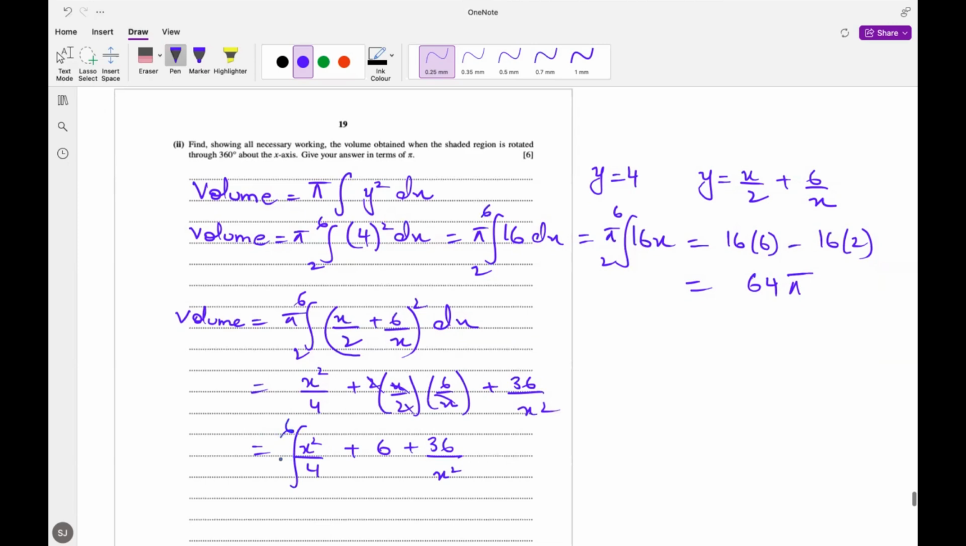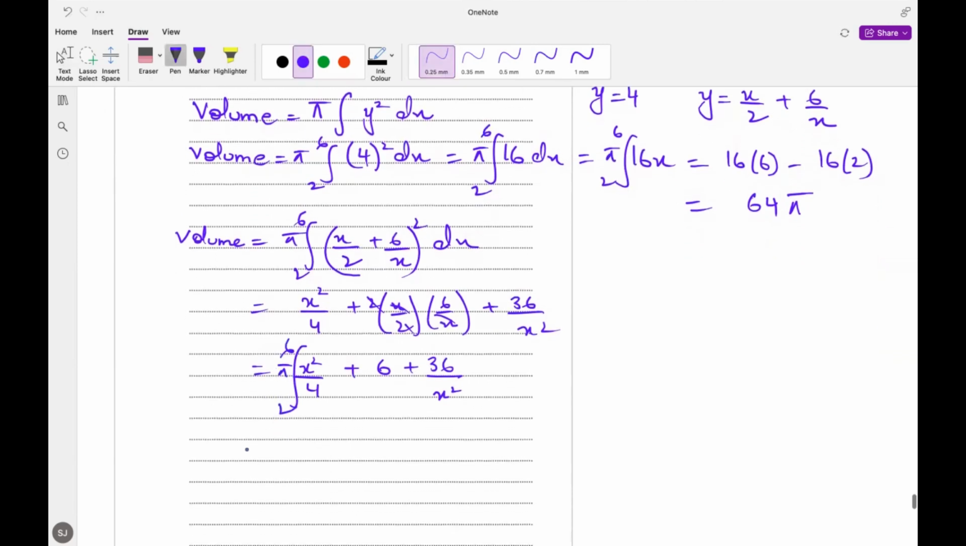Integrating this expression and then applying the limits. After integration, the first term will become x cubed. So we'll increase the power by 1 and divide by the new power, so this will be x cubed upon 12. Integrating 6, it will become 6x. To integrate 36 upon x squared, we'll first bring the x to the numerator. We'll add 1 to the power and divide by the new power. So this will become 36 x to the power minus 1 upon minus 1, which can be written as minus 36 upon x.